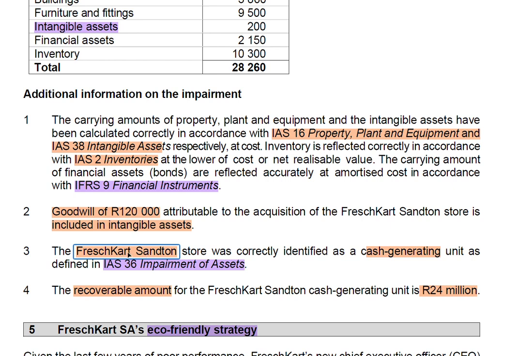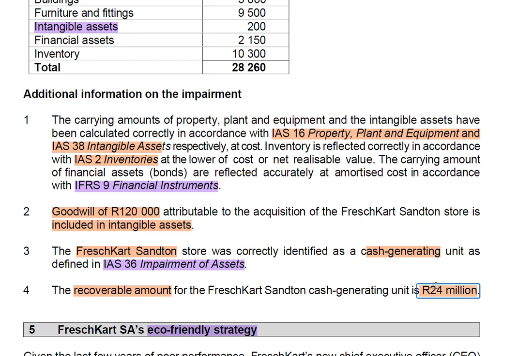Moreover, we are told that this store is classified as a cash generating unit. That is in line with International Accounting Standard 36, Impairment of Assets. The additional information which is more important is that we are provided the recoverable amount, and we are told it's 24 million. Why are we provided the recoverable amount? Because they want us to determine the impairment. So we are to determine the impairment amount.